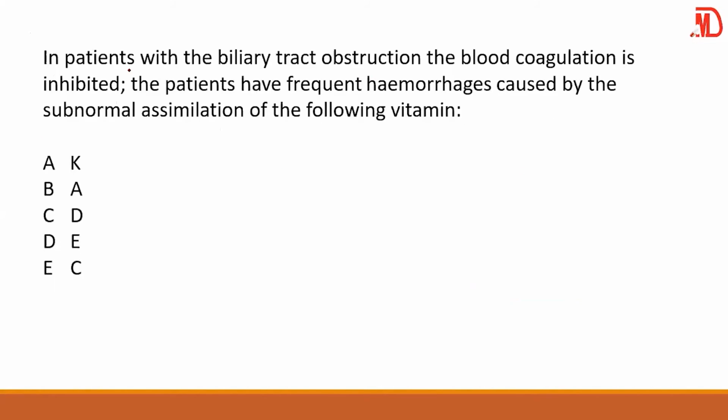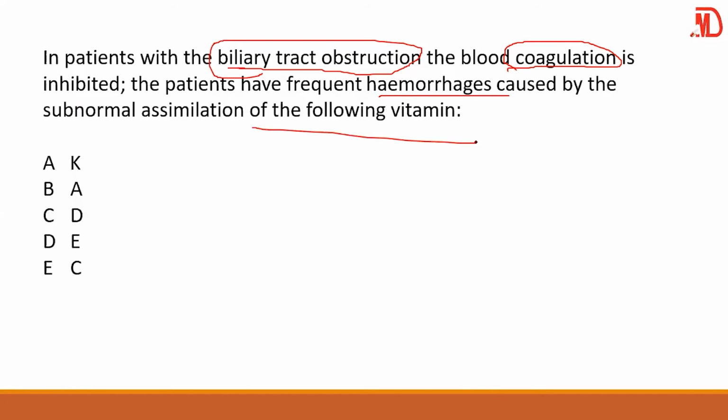Guys, look at this. In patients with biliary tract obstruction, blood coagulation is inhibited. Now, which vitamin is involved in coagulation? You are thinking of vitamin K. The patient has frequent hemorrhages caused by which vitamin deficiency? Of course, vitamin K. And what does vitamin K really do? It helps in the carboxylation of glutamic acid.